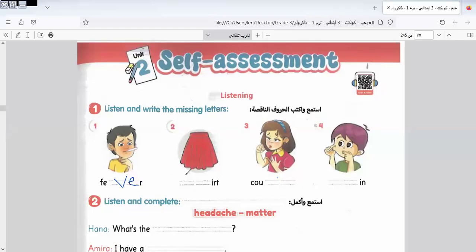I will answer two of them, and I will leave the rest for you to do by yourself. Here is skirt. Here is cough, and here is skin. You can answer after you keep the vocabulary.